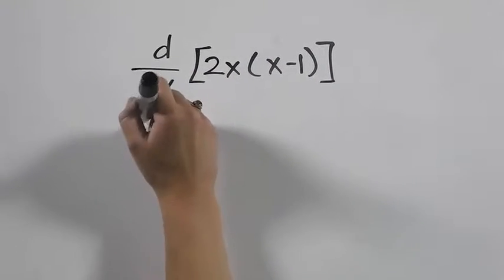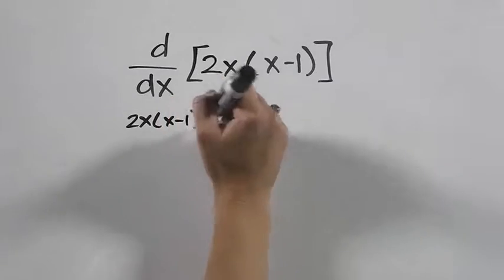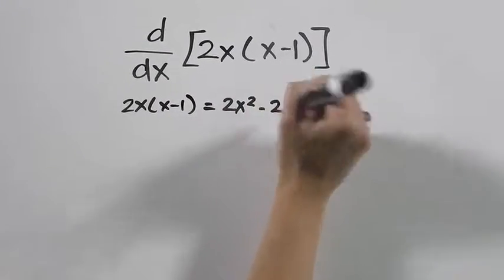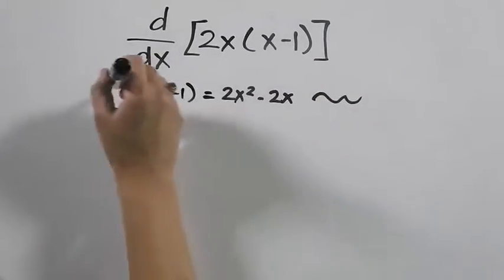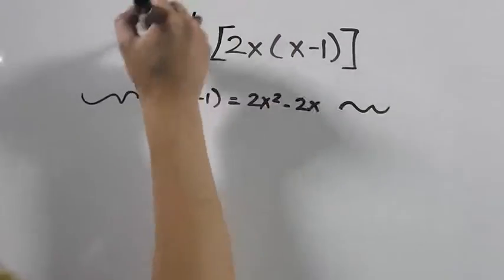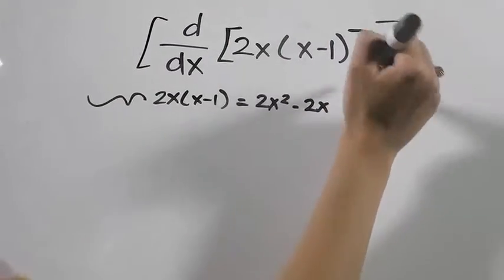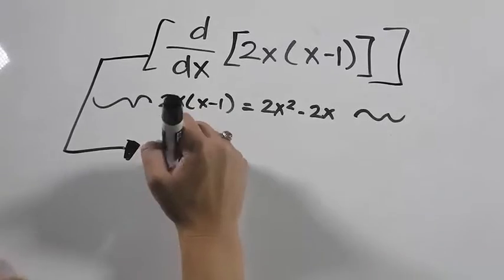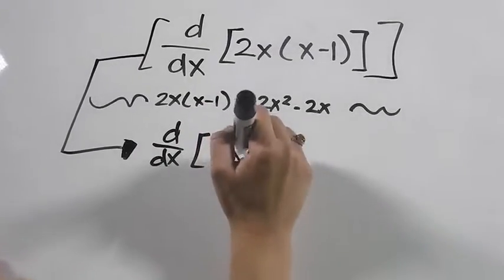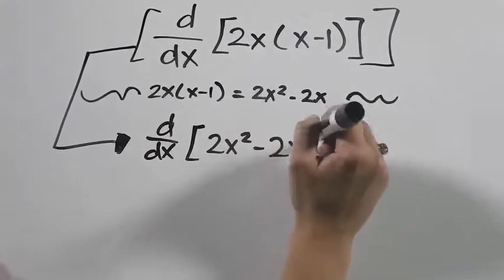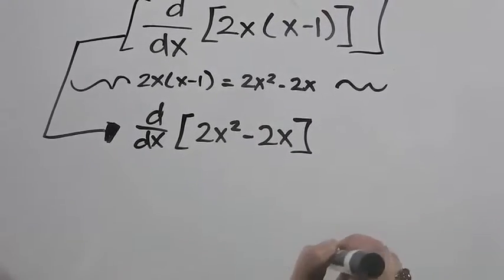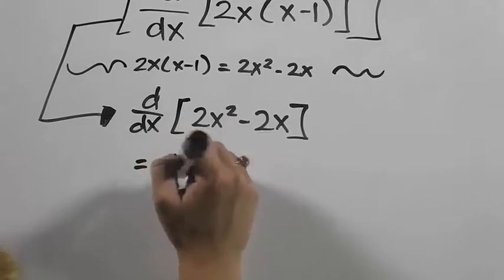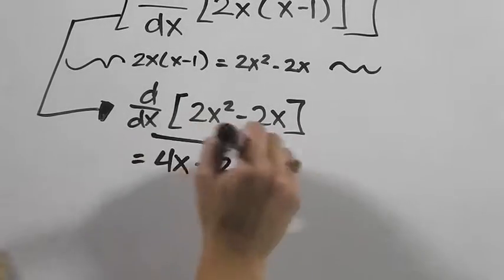Basically, 2x times (x minus 1) equals 2x squared minus 2x. So with this fact, we know that this derivative that we're looking for has got to equal the derivative of 2x squared minus 2x, which is easy enough to derive, isn't it? We just use the power rule. So that is 4x minus 2.